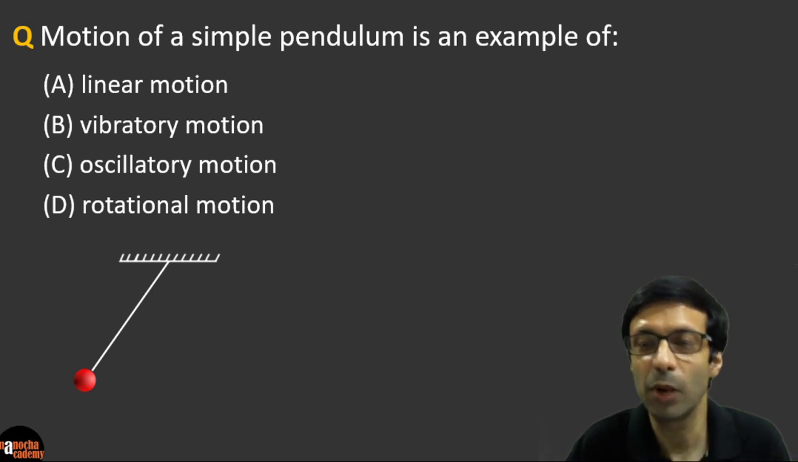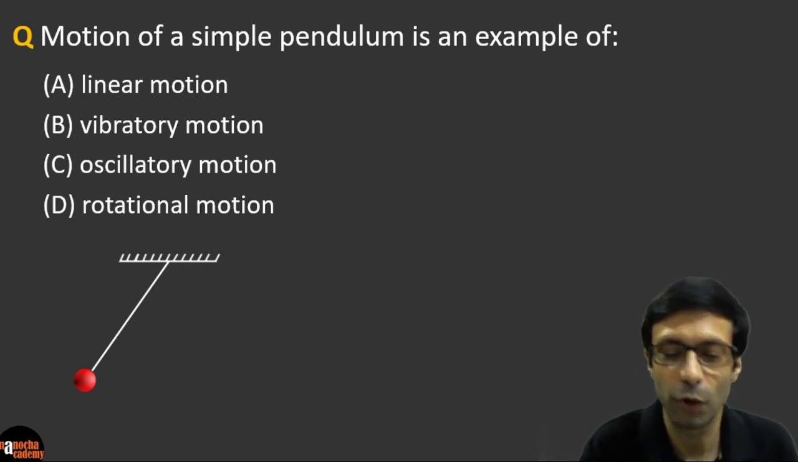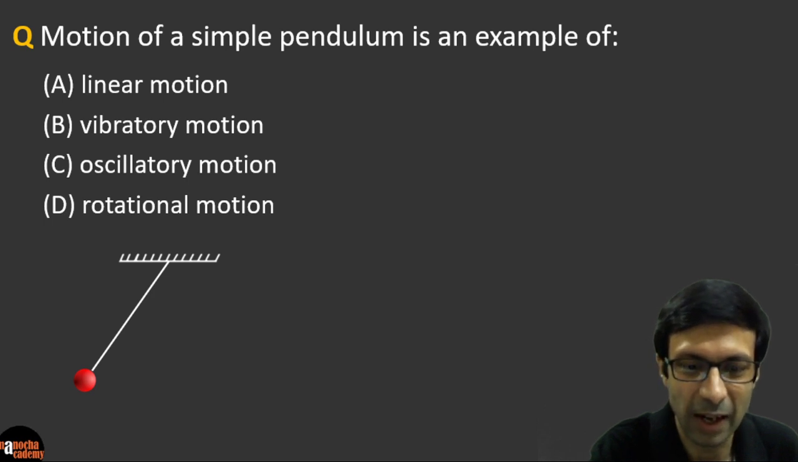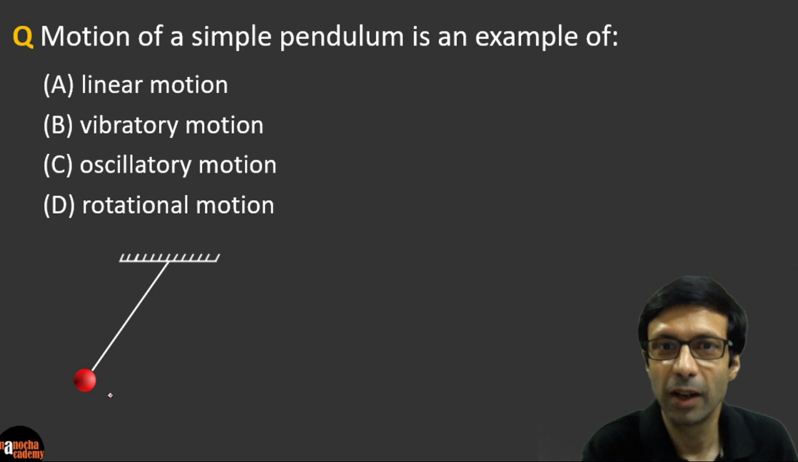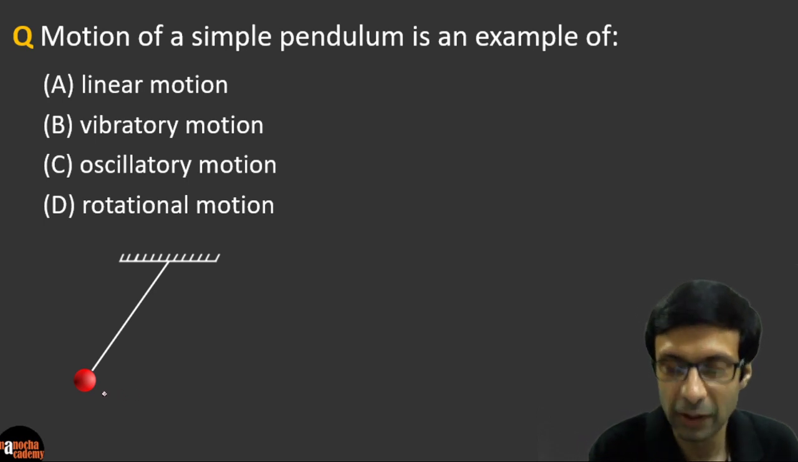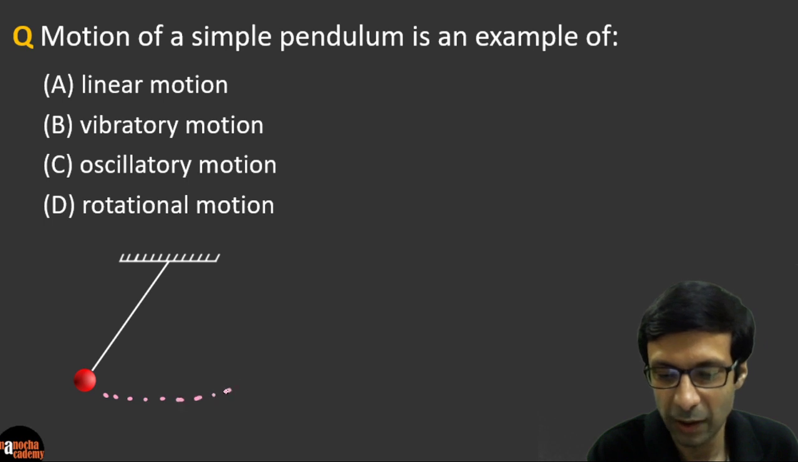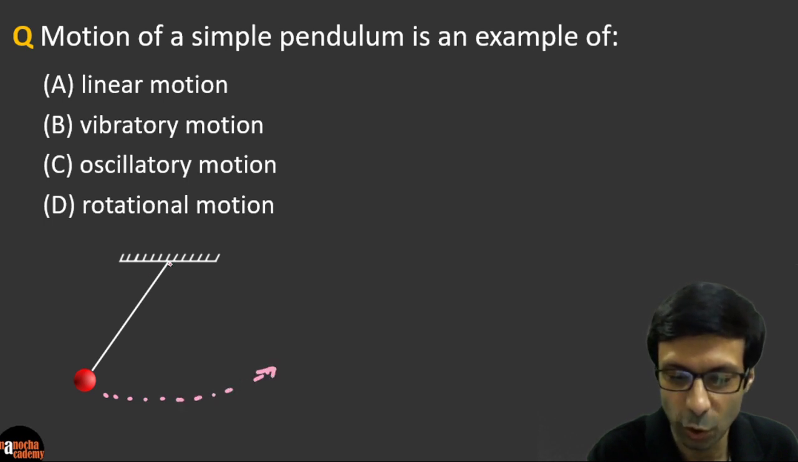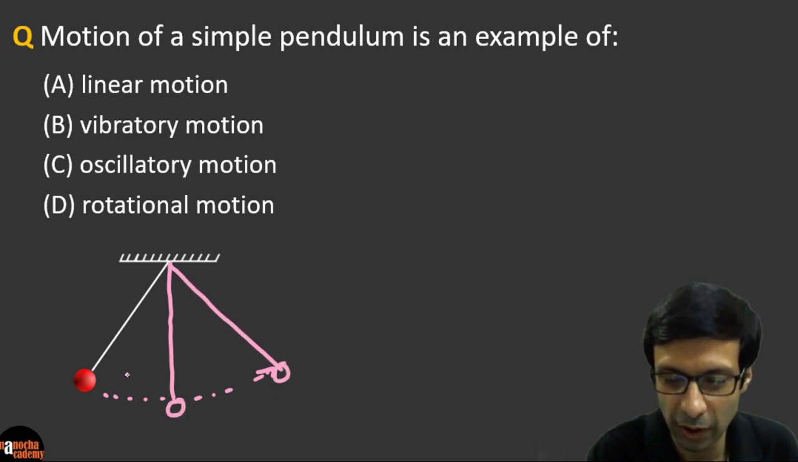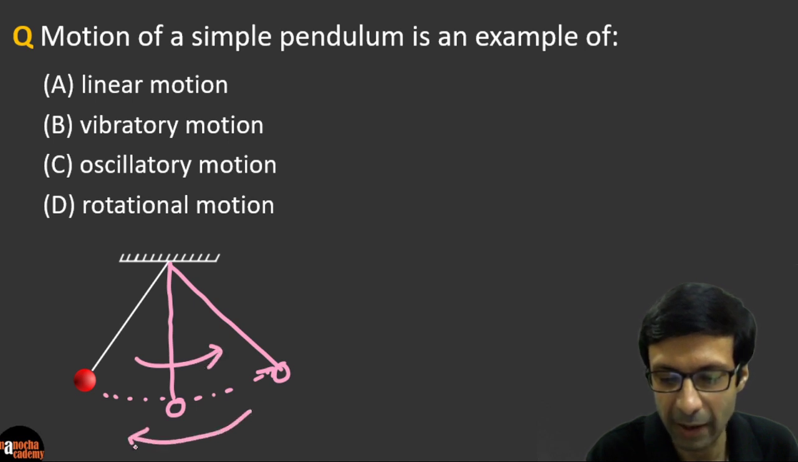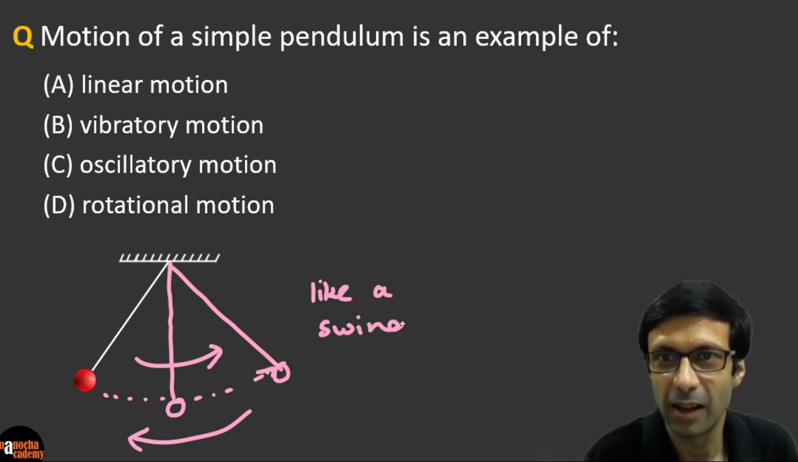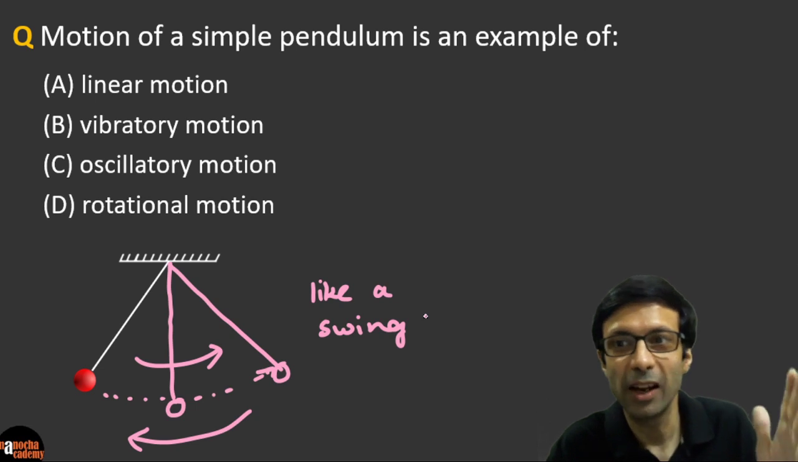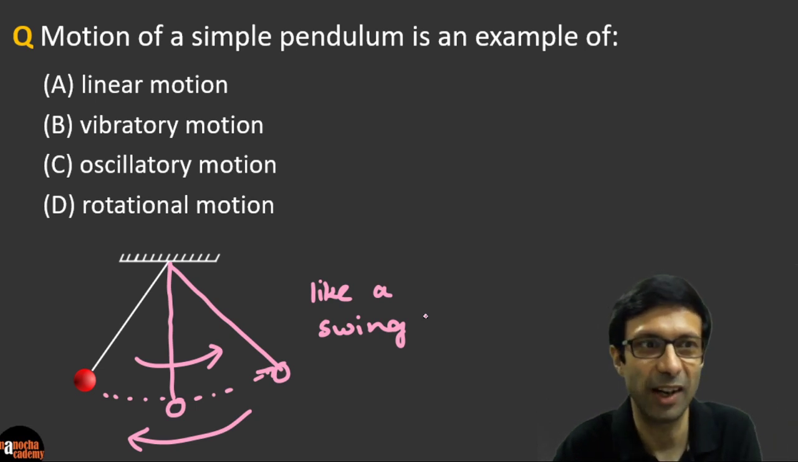Very good. So basically we are trying to classify the type of motion for a simple pendulum. If you think about it, you know that a simple pendulum moves to and fro like a swing, right? It's going to go from this position, then down here, and then to this extreme position. So it's going to go this way and then back. And as you know, we say a swing oscillates about its center position, or a pendulum oscillates about its mean position.